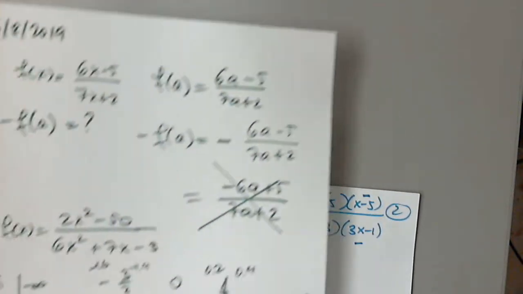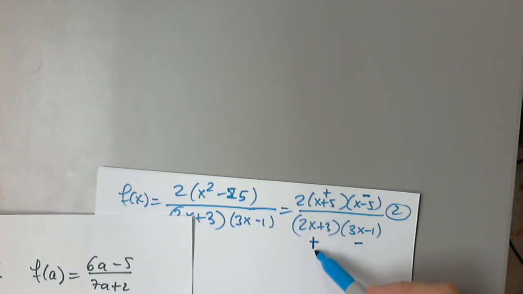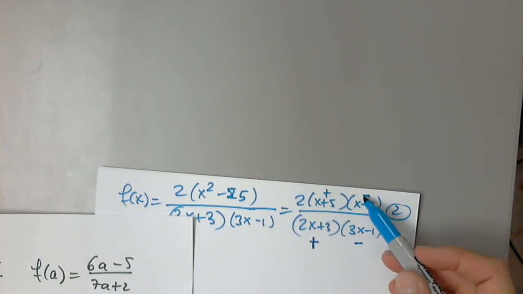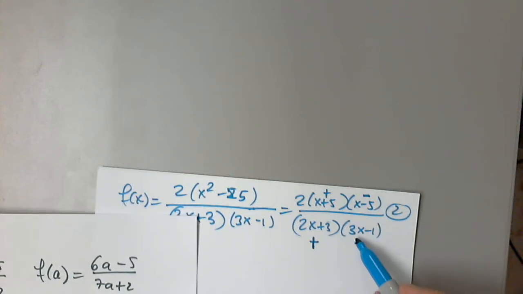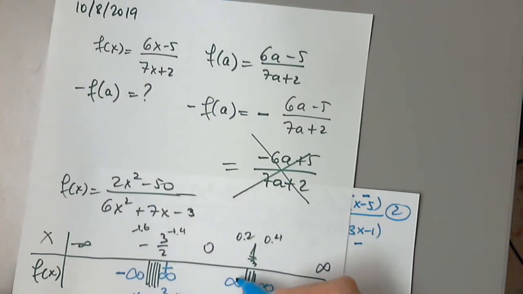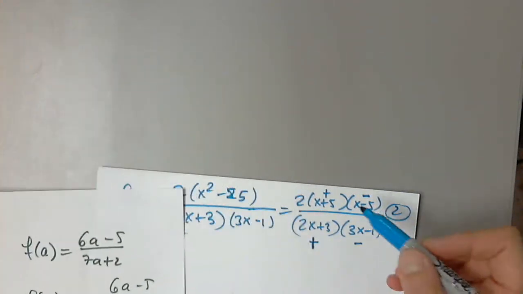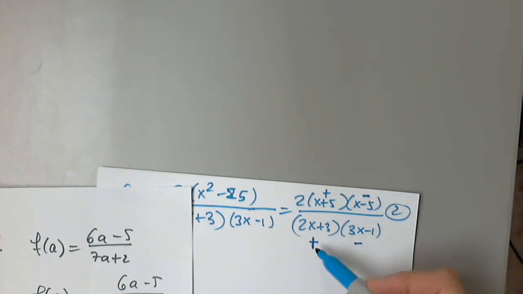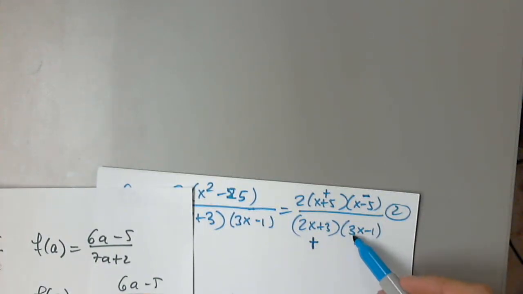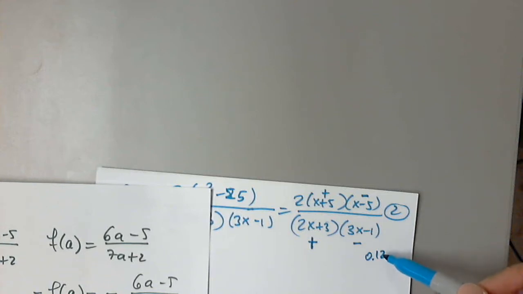Now with 0.2, I'm here with 0.2. This is positive, this is positive, this is negative, because 0.2 minus 5 will be a negative number. And this 0.2 times 3 will be negative 0.6 minus 1 is still negative. So the sign here is, very good, two negatives. That's okay. With 0.4, this is positive, this is negative, this is positive, but 0.4 times 3 is 0.12, right? And still negative.